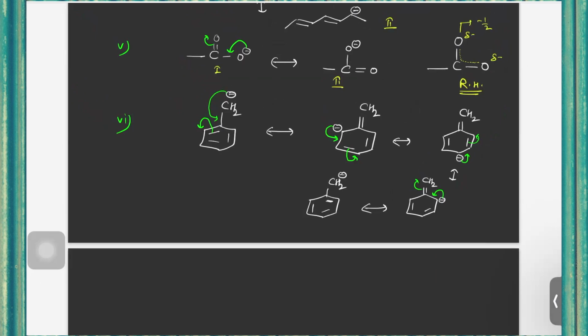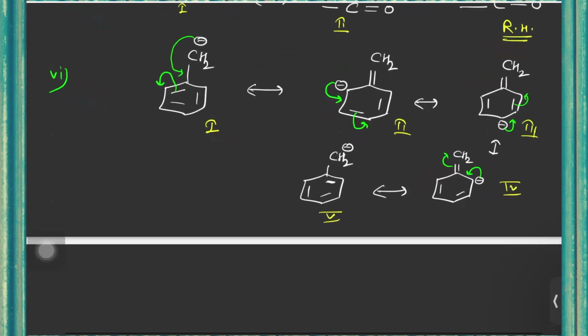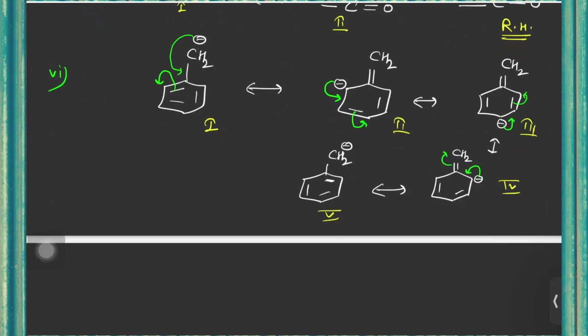So now what I wanted to ask actually, this is the resonating structure 1, this is 2, this is 3, this is 4, this is 5. So 1 and 5, are they different or the same? 1 and 5. Are they different resonating structures or are they the same only? Different, sir. Different, yes, because the position of the pi bond is different in both cases.